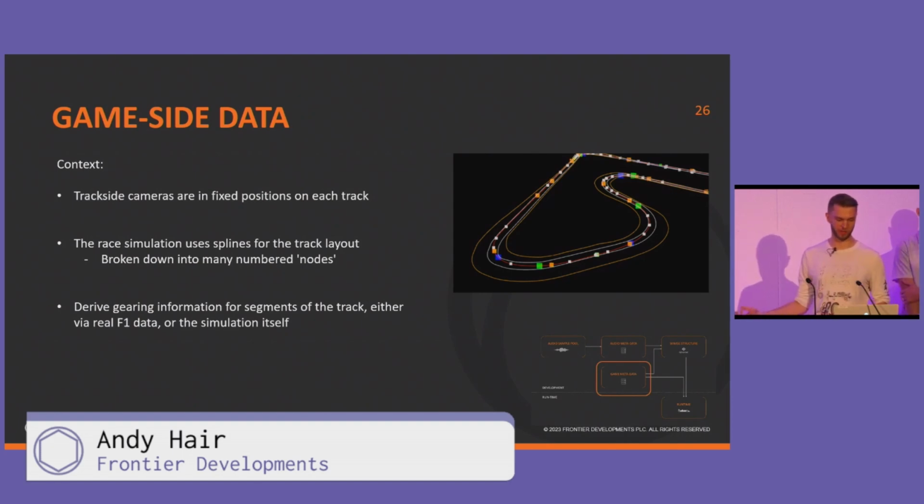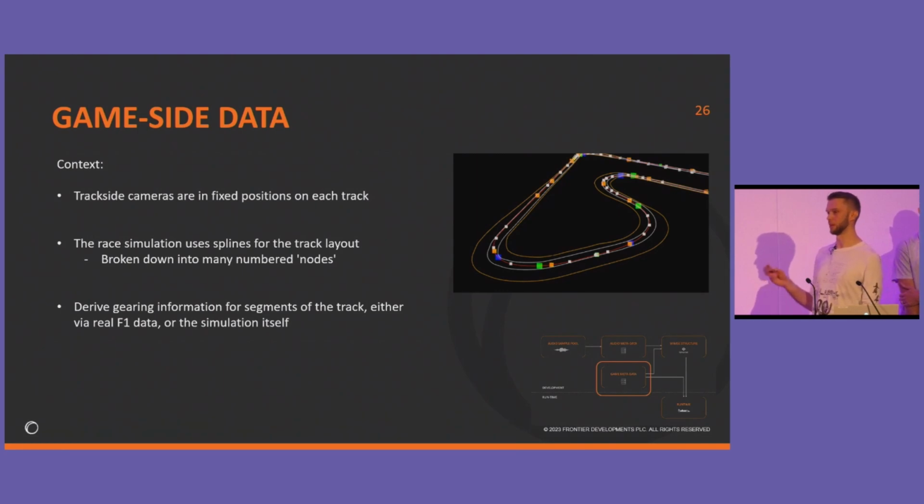So for some context, and as Tim mentioned, we have fixed camera positions. Each track has set positions where the cameras will be. So it's not like a free cam where you can just fly around anywhere. The tracks themselves are also broken down by splines. These are the lines that the cars will follow when they're going round. They define the limits of the track and also the racing lines and that sort of thing.